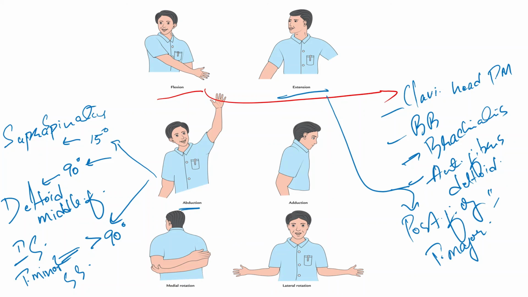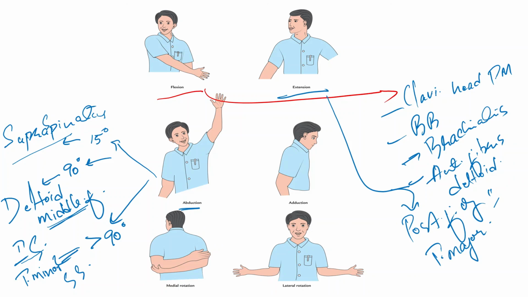So the initial 15-degree abduction is brought about by the supraspinatus muscle. The 90-degree abduction is brought about by the middle fibers of the deltoid, and overhead abduction is contributed by the infraspinatus, the teres minor and the subscapularis muscles. So these are the muscles making up the abduction movement.